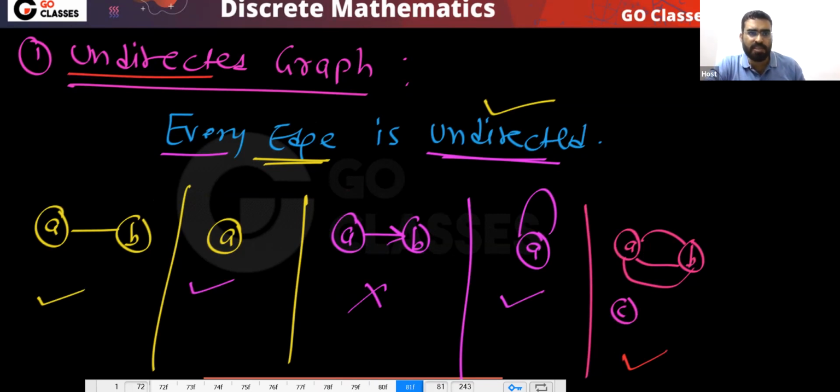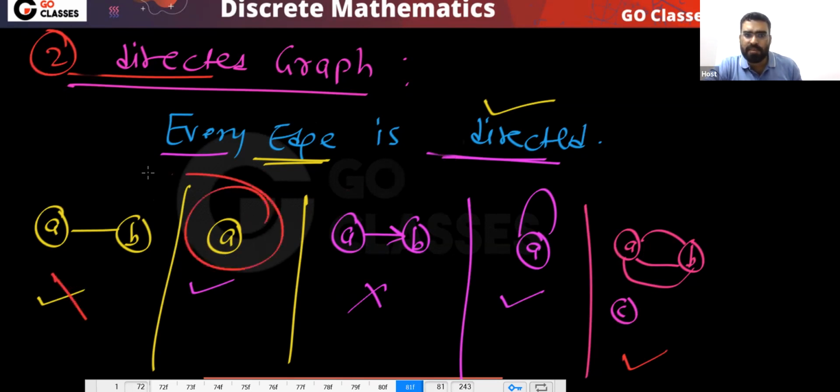And the same definition you can use for a directed graph. So what will be a directed graph? Every edge must be directed. This is not a directed graph. Is this a directed graph? Yes, this is a directed graph, because every edge must be directed. If there is any edge, it should be directed.